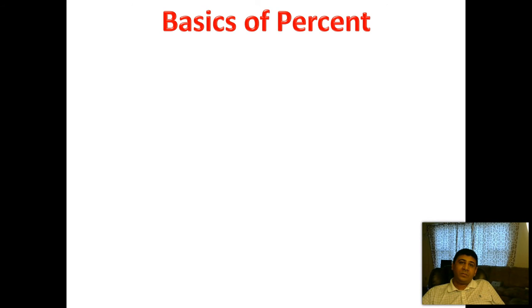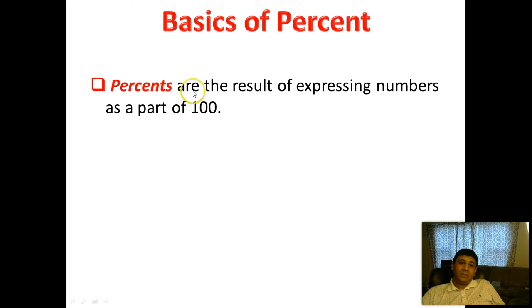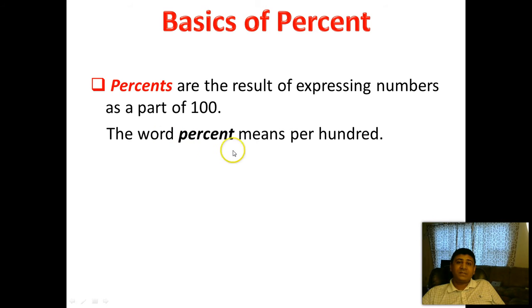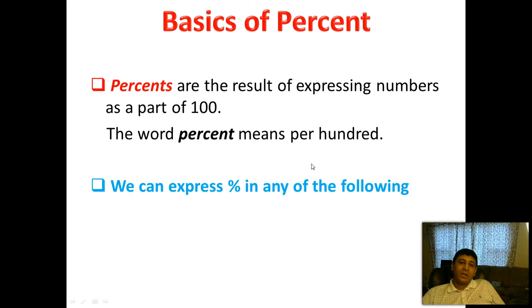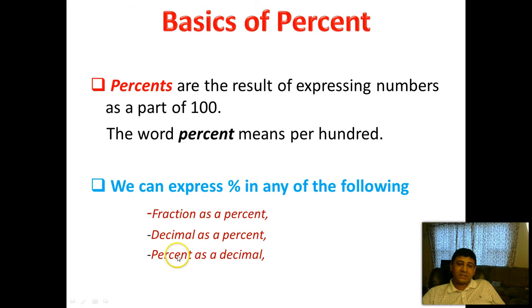Let's start with the basics of percentage. Percents basically, okay, are the result of expressing something, especially numbers, as a part of 100. Okay, so the word percent means per 100. You can break it up while saying it, per cent. Okay, so it means per 100. We express percentages in the following different ways here: fractions, decimals, or with a percent sign as well.